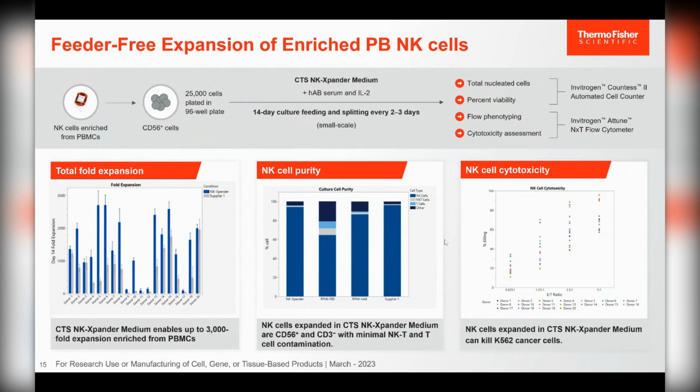In the middle panel, the NK-Xpander not only maintains the fold expansion, but it also maintains the purity. We measured the purity of NK cells by using antibodies like CD56, and purity is more than 95%. So we can see here the NK-Xpander media can expand the NK cells and maintain their purity, and we are interested to see the functionality. The expanded NK cells also maintain their functionality, and they can kill the cancer cell line K562. You can see this in the extreme right side panel.